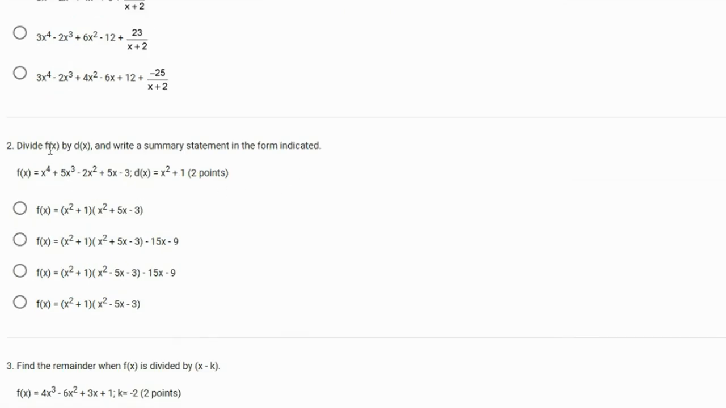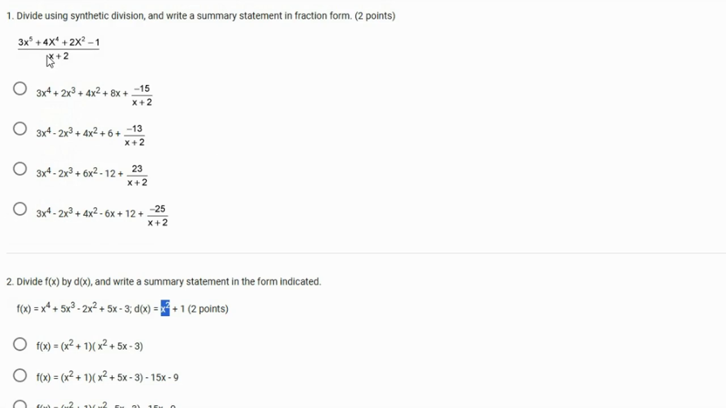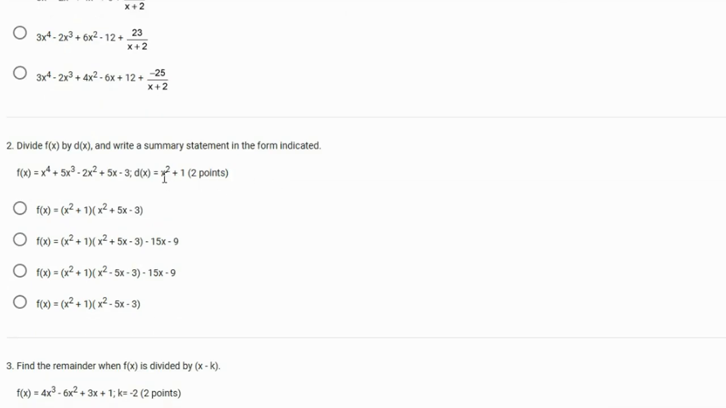Here's one: divide f of x by d of x. Here's what d of x is. You cannot do synthetic division on this one because it has an x squared. You can only use synthetic division when it's just an x plus something or an x minus something. You cannot do synthetic with x squared. So that's one with long division.